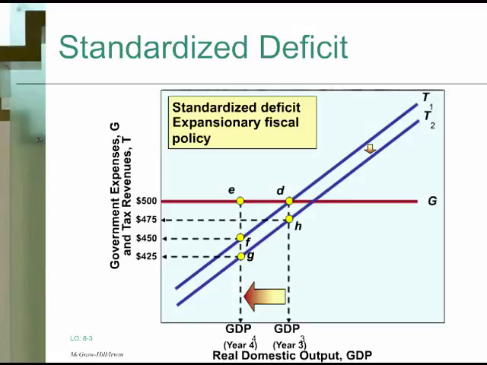Standardized deficit is then the difference between actual deficit, 500 minus 425 equals 75 in this example, and cyclical deficit, 500 minus 450 equals 50. Standardized deficit in this example is 25.